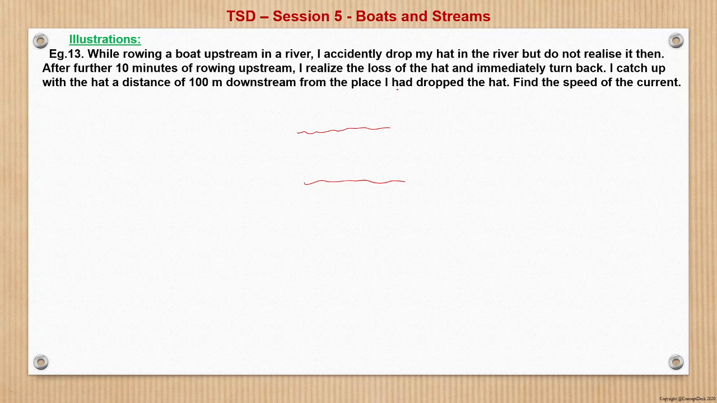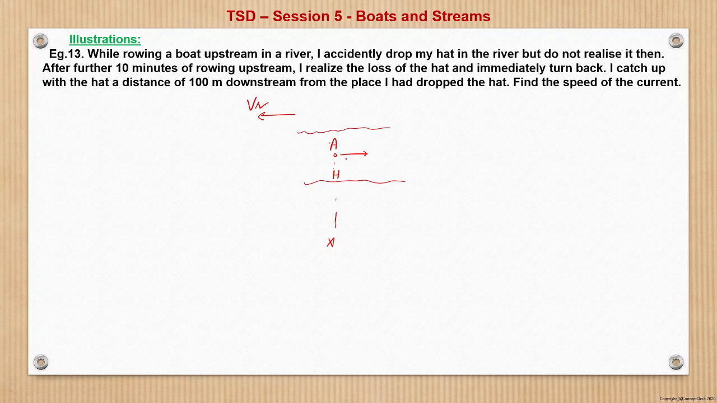Suppose this is the river moving in this direction at a speed VR. At this junction, I dropped my hat. So I am, that is the boat. The boat is going upstream, right? So the boat is moving upstream. Let's suppose this is the speed of the river VR. The boat is here at point A, moving in this direction. So here the hat is dropped. Let this corresponding point be X.